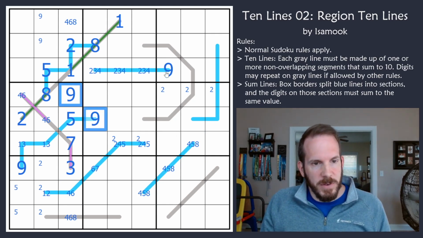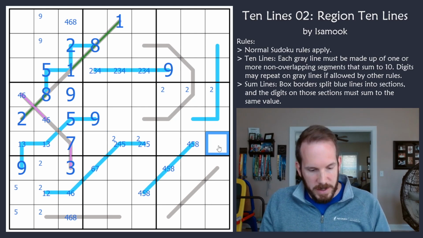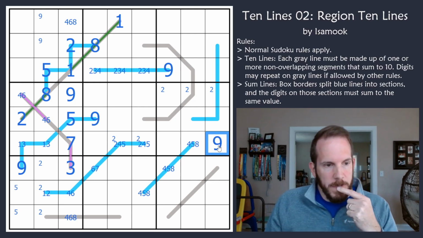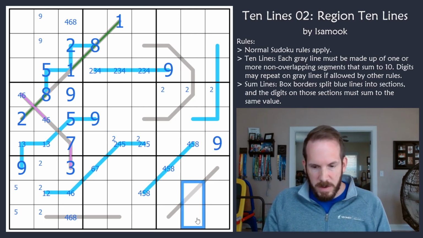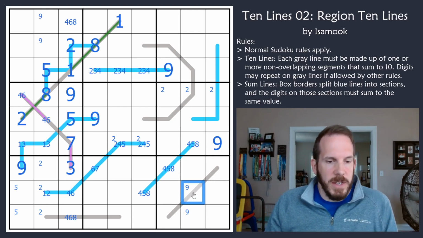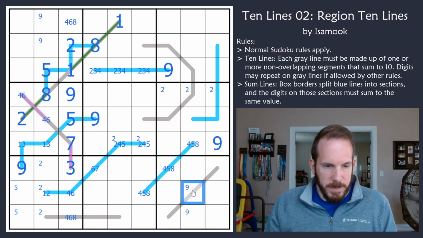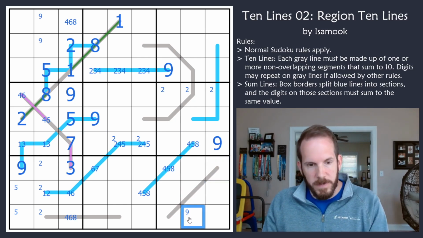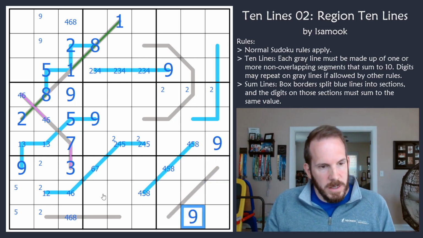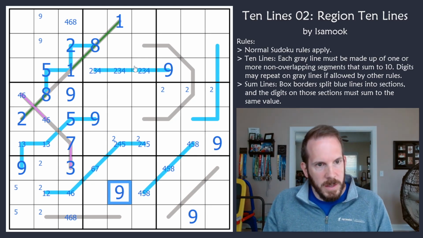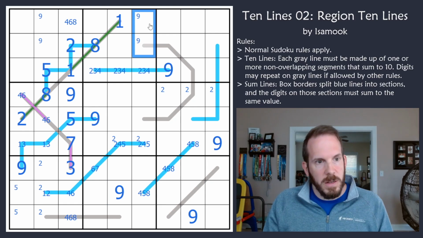Noticing here 9 by Sudoku has to be in this cell, which then puts it down here. Oh, and actually, yeah, this can't be a 9. We could have 1 9, but then this would have to be 10. So that's the 9. And then 9 by Sudoku has to go here. Get a 9 up here. And then, yep, so that matches up with our last 2 9s we need.